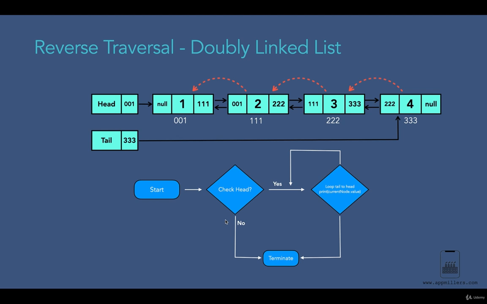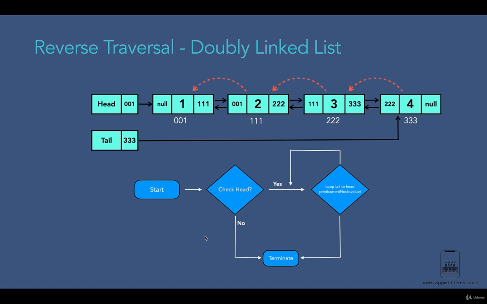Here also, the first thing that we are going to do is check the head value. If head equals null, this means that the double linked list does not exist, so we terminate our algorithm. If it is not equal to null, in this case we start a loop from tail to head and print out their values to the console. As we showed, we start from the last node, which is node 4, then we go to node 3, then node 2, and then node 1. In each step we print out the value of the current node to the console. This is how the logic of the reverse traversal looks.